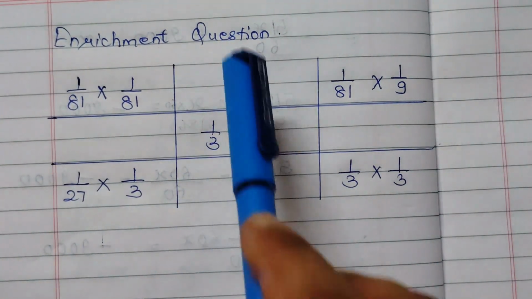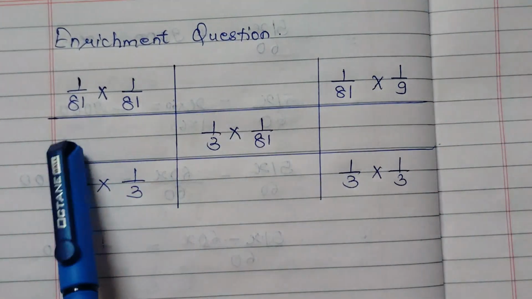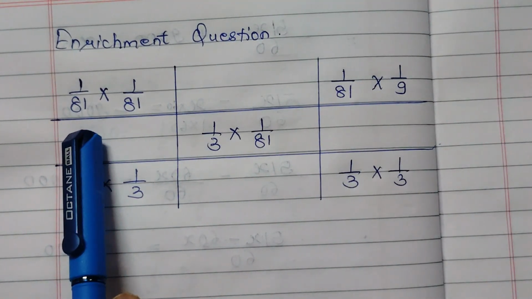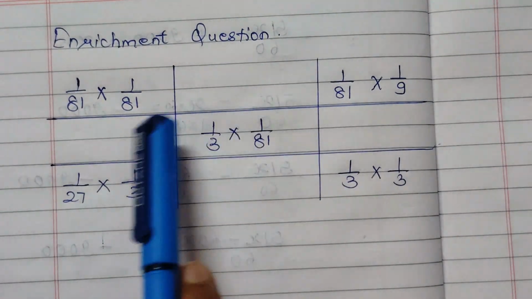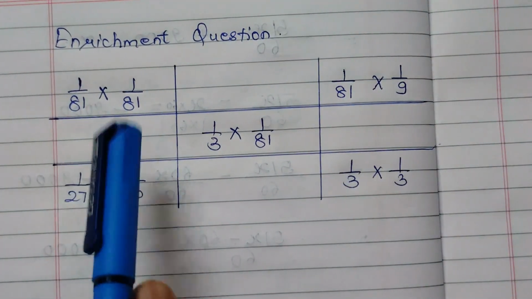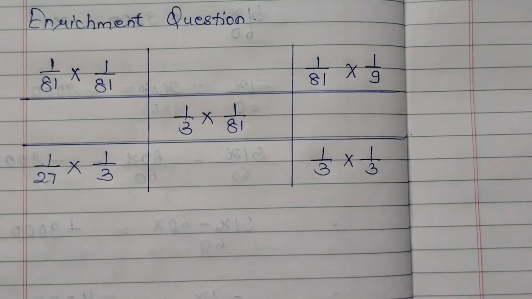Okay, so now how to fill this? First of all, we'll see this 1 upon 81 and 1 upon 81. We'll simplify this number. They are going in 3 table. We can see there is something related to 3. So this goes in 3 tables. So we'll simplify 81. Okay, now let's see how to simplify.